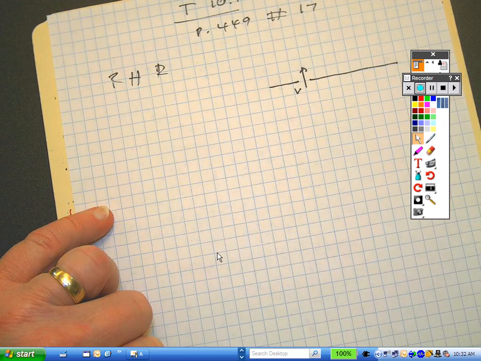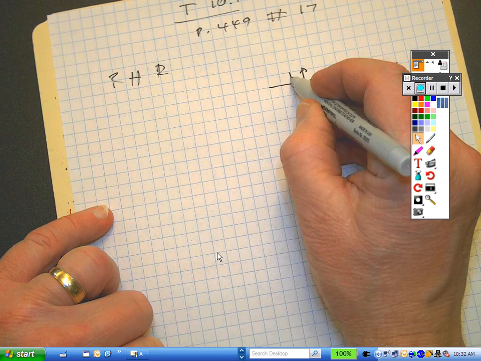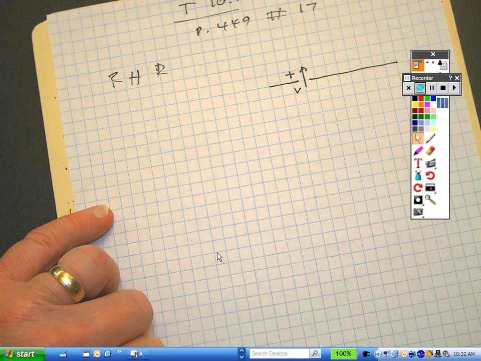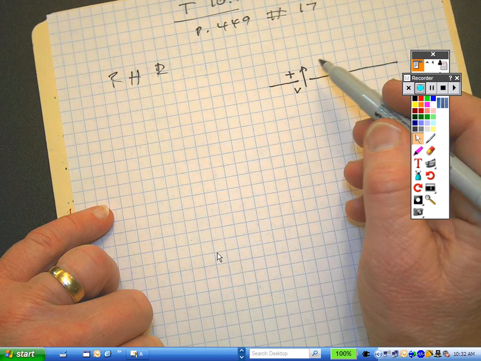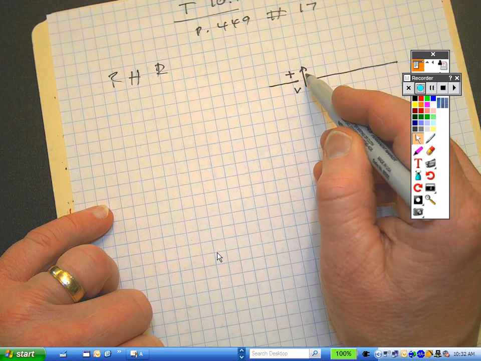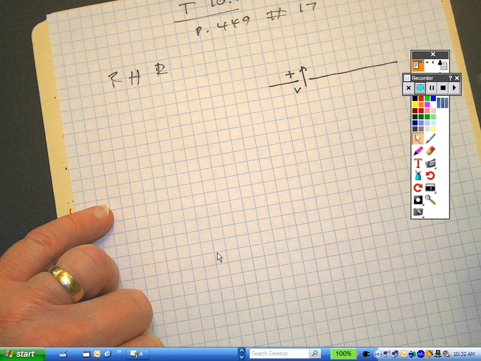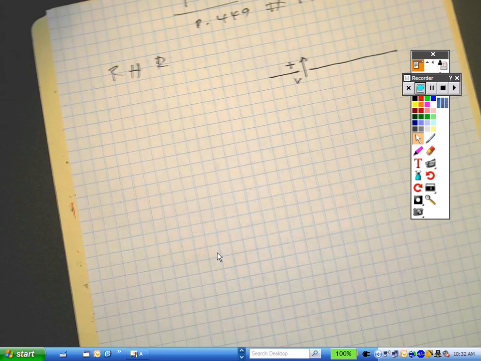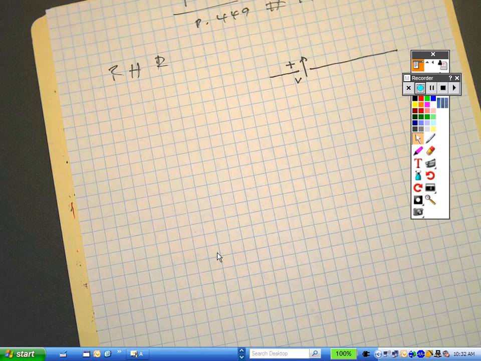Now, the right-hand rule is for positive charges, and these are singly ionized, which means they are the equivalent of one single positive charge, the same magnitude as an electron's charge, and so that should help you figure out which direction.